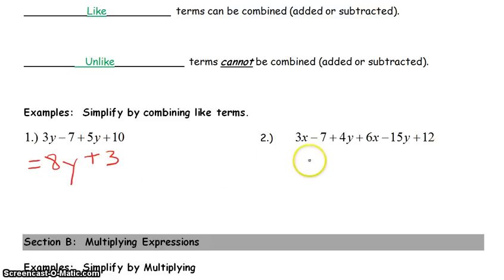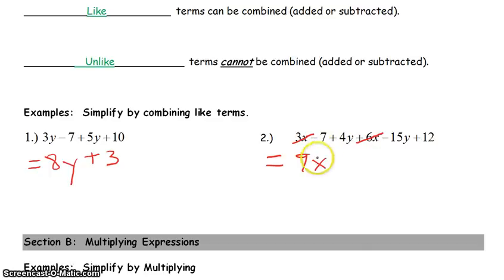Okay, now we come to number 2. Number 2, we have 3x, we have 1, 2, 3, 4, 5, we have 6 terms. Now we start off with 3x. The only other x we have here is the positive 6x. So we will combine them. 3x plus 6x is 9x. Now since there are so many terms, I'm going to put a slash through the terms as I go through.